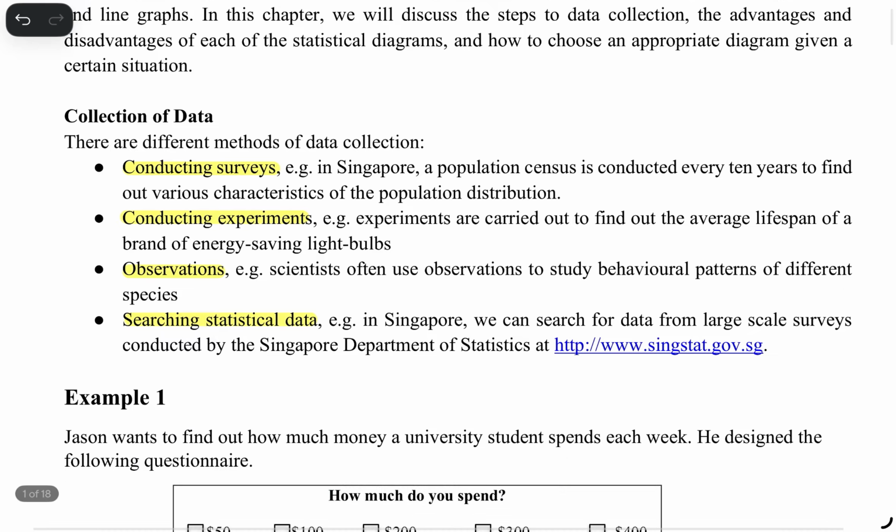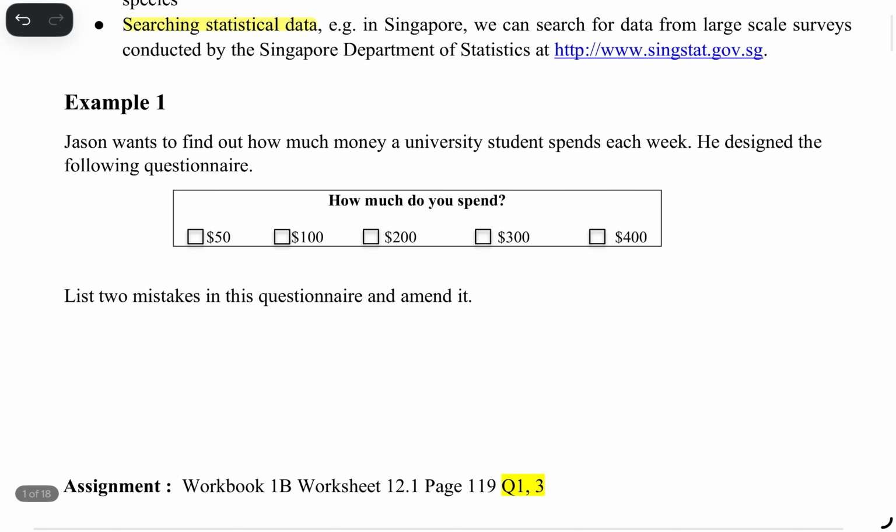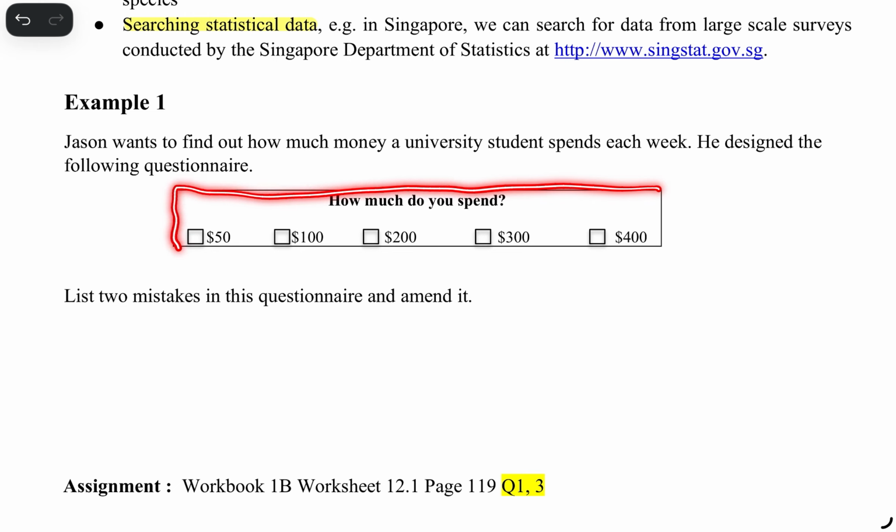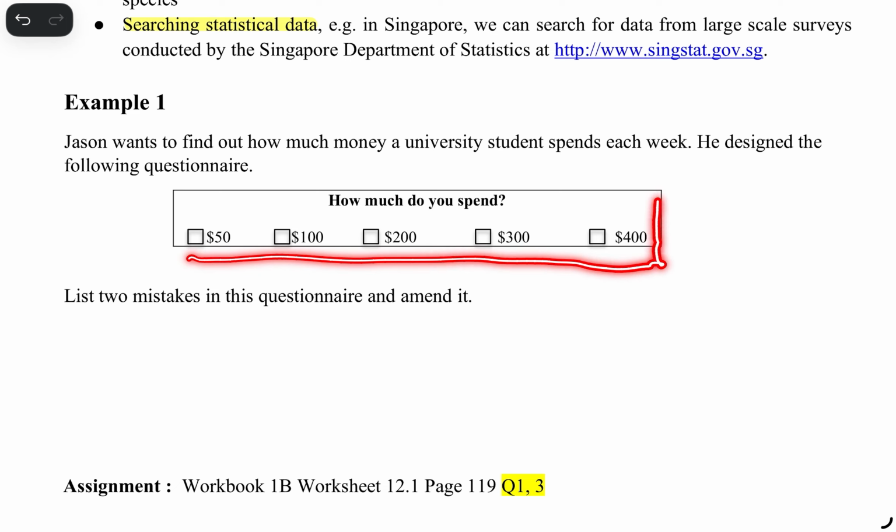Okay, let's look at example number 1. Jason wants to find out how much money a university student spends each week. He designs this questionnaire and gives it to people. Now I want you to look at this questionnaire first. Spend 2 minutes and think about what you think is wrong with this questionnaire, and how you can make this questionnaire or survey better for people to answer. I'll give you about 1-2 minutes. You can pause the video here first, and once you are ready, you can continue playing this video.